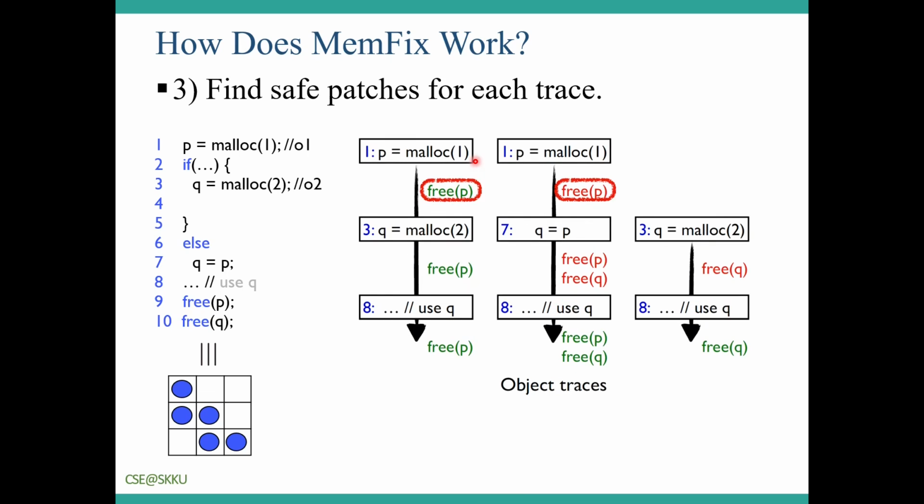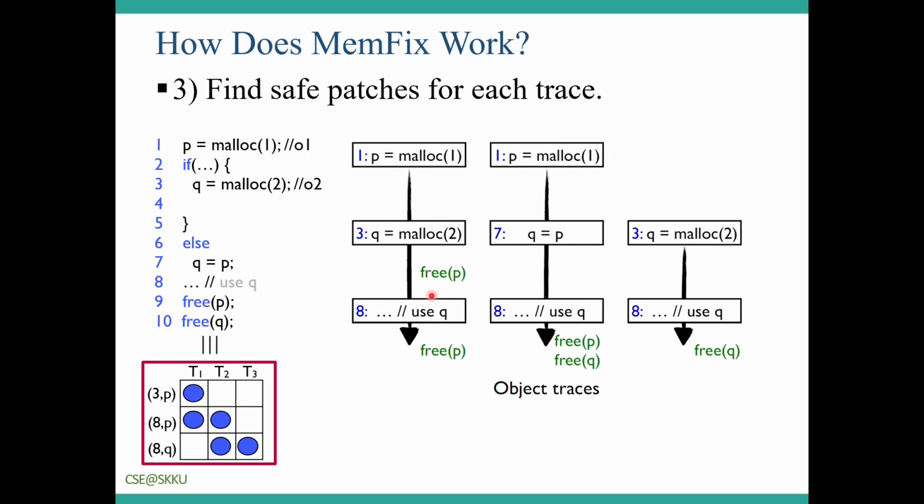We also remove the free P statement at line 1 from the first object trace. The intuition here is that if a free statement is unsafe in one trace, we treat it as unsafe in all traces. Previously, we identified that inserting free P at line 1 in the second trace could cause a use after free error. Therefore, we remove the same patch, free P at line 1, from the first trace as well. This ensures consistency and avoids introducing errors across the overlapping execution paths.